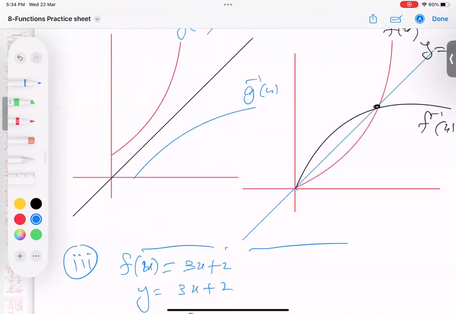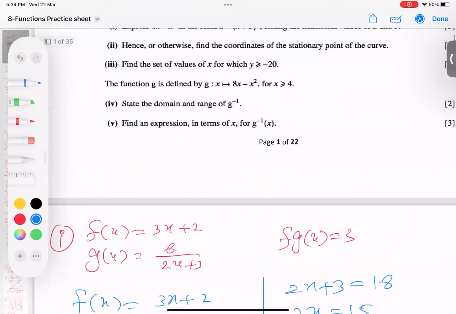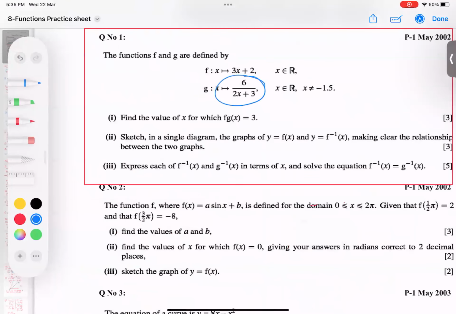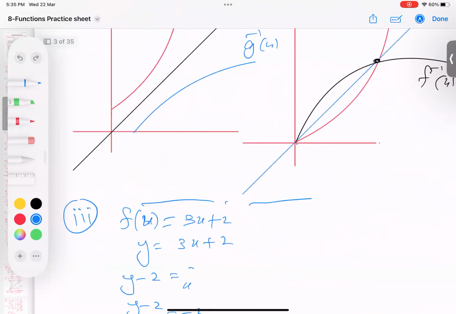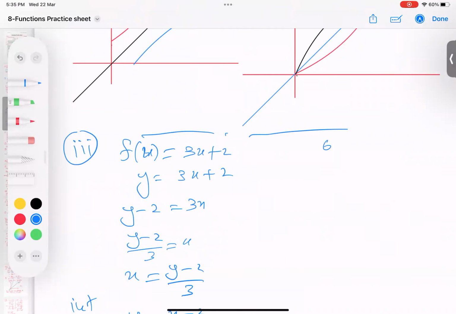Now, in the same way, I will find the inverse of the second function. What is the second function, students? 6 over 2x plus 3. Okay, this is g of x. So let's find this one.